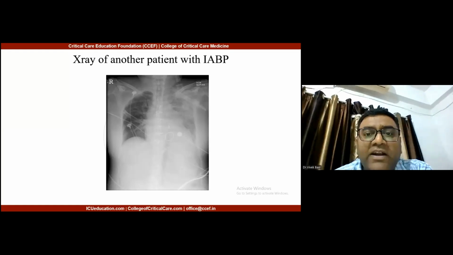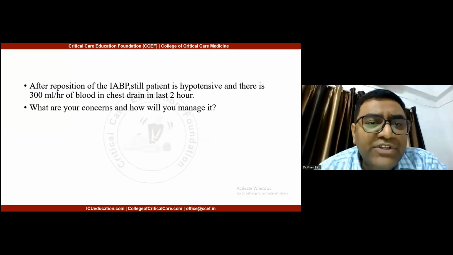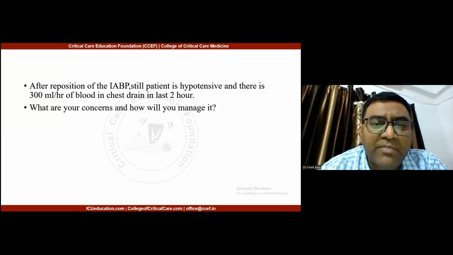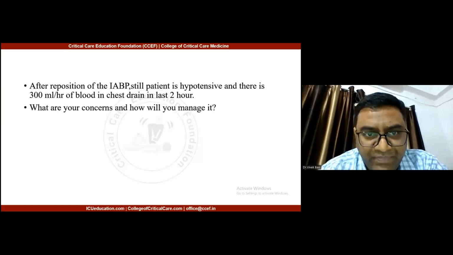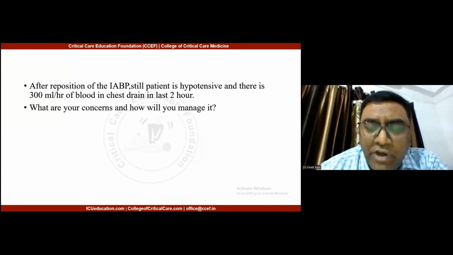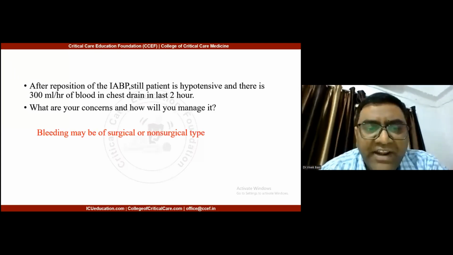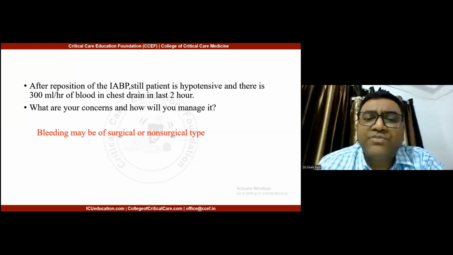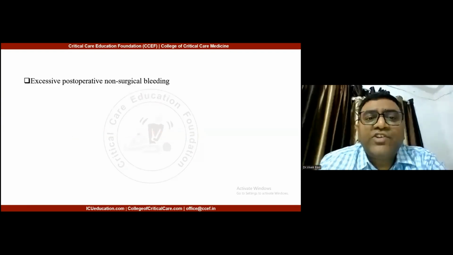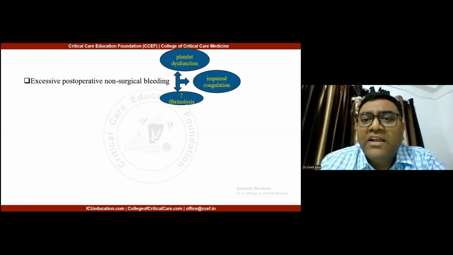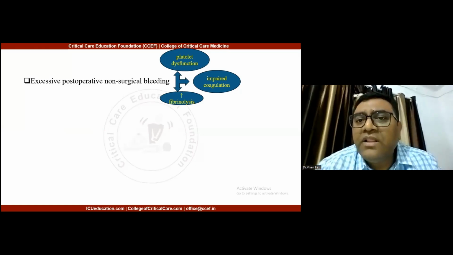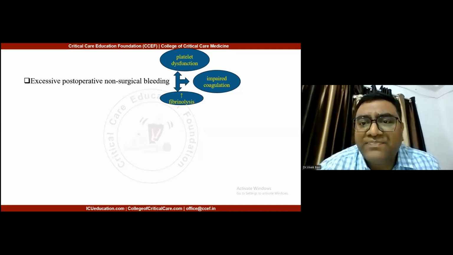After the IABP part, we are moving forward. After repositioning of the IABP, the patient is still hypotensive and there is 300 ml per hour of blood in the chest drain over the last 2 hours. What are your concerns and how will you manage it? All of you said bleeding, as in the earlier chat box conversation. It could be bleeding, and bleeding may be of surgical or non-surgical type. Excessive post-operative non-surgical bleeding is related to impaired coagulation, fibrinolysis, and dysfunction of the platelets, I would say qualitative dysfunction, not quantitative.